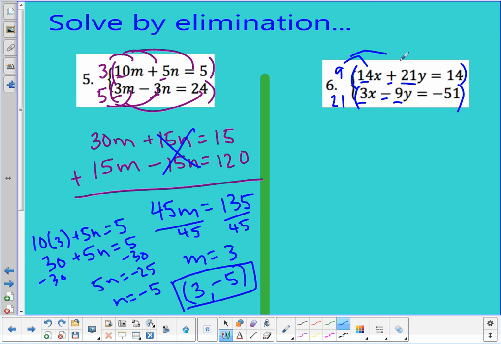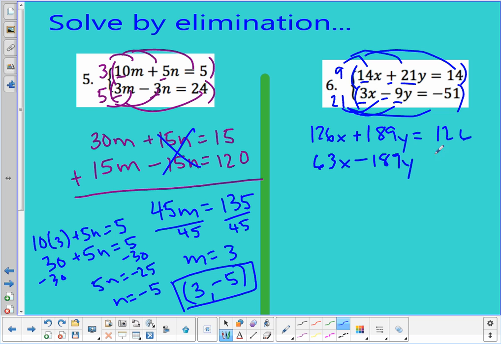I distribute here. 9 times 14 is 126, so 126x. 9 times 21 is 189, 189y. And 9 times 14 again is 126. In the bottom, 21 times all of those. That's 63x minus 189y. This is a biggie: negative 1,071.